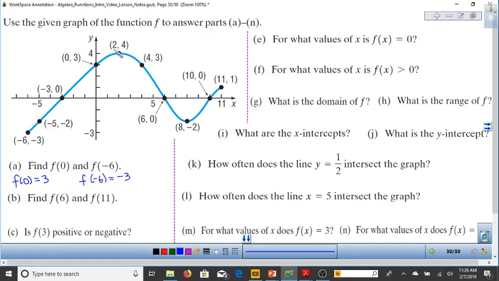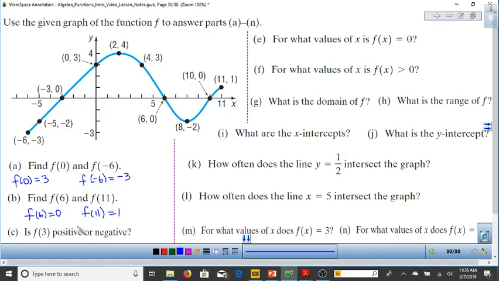What is f of 6? If I look for 6 on the x-axis, you see the corresponding y value is 0. So f of 6 is 0. And f of 11, when I look for 11, I get 1. f of 11 is 1.